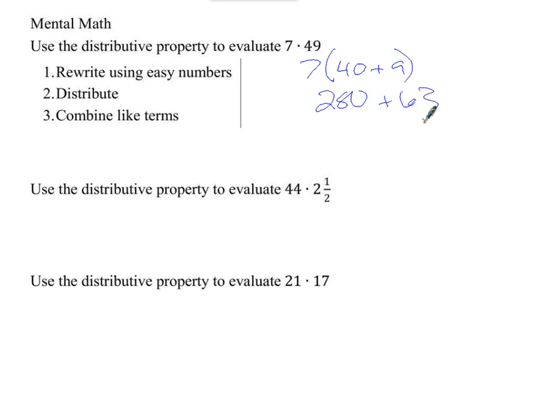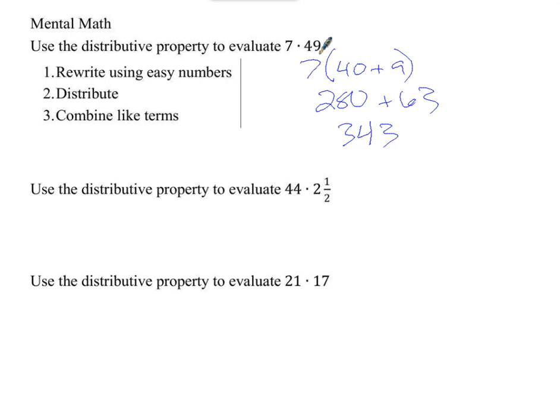So I have 280 plus 63. Can we do that in our head? What do you get? 343. Okay? We didn't use a calculator. We used the distributive property. The mental math that came in was this. And this is how I do math like this in my head quickly.